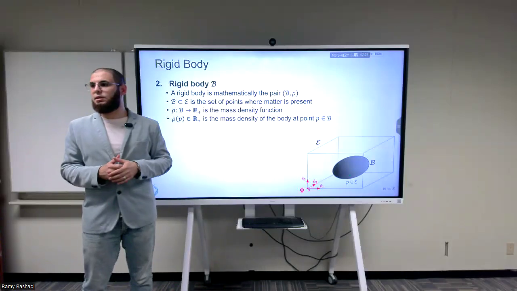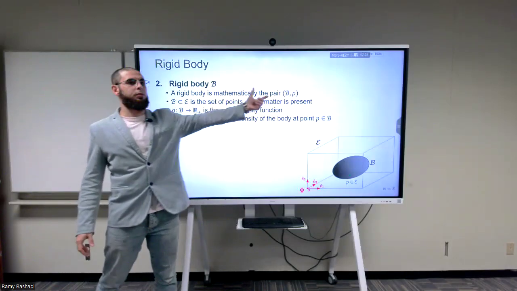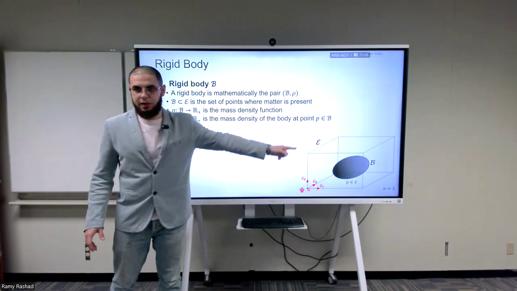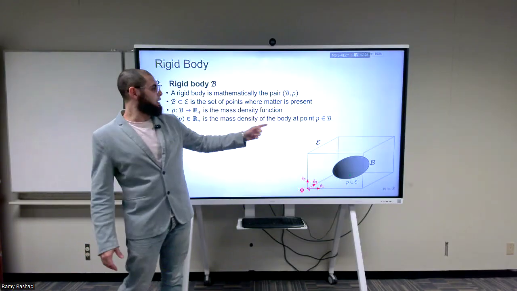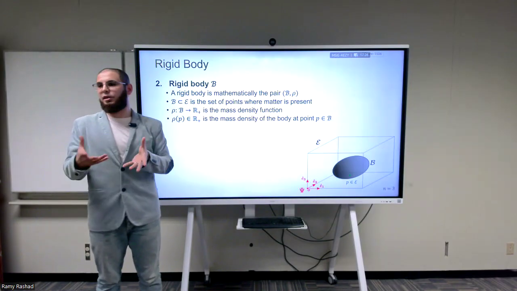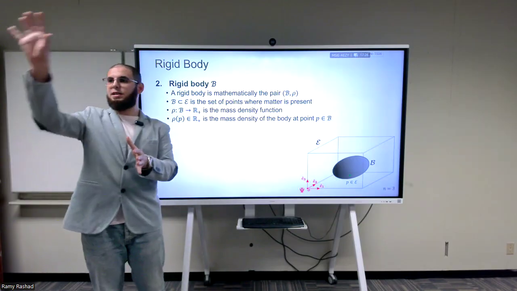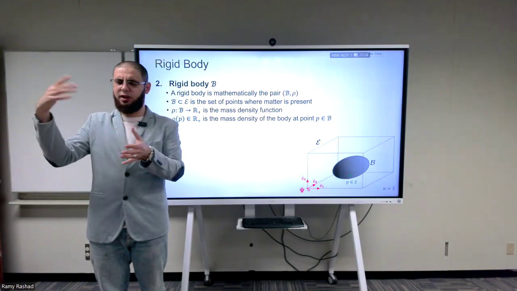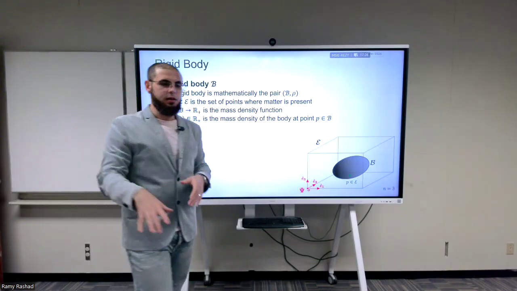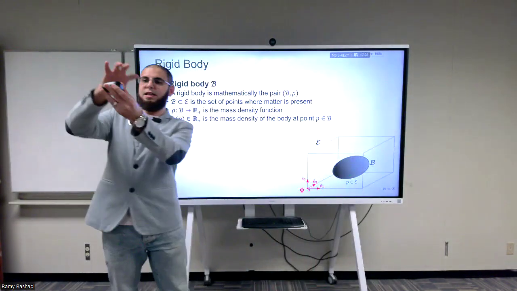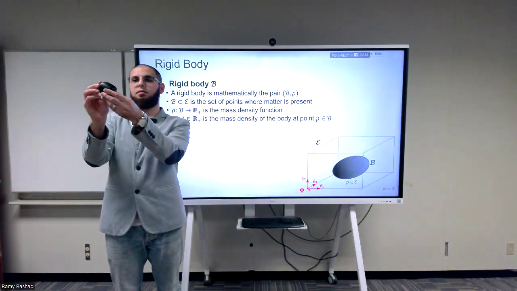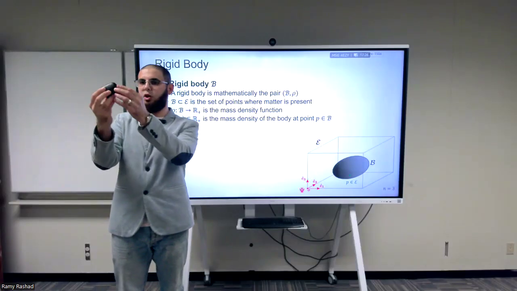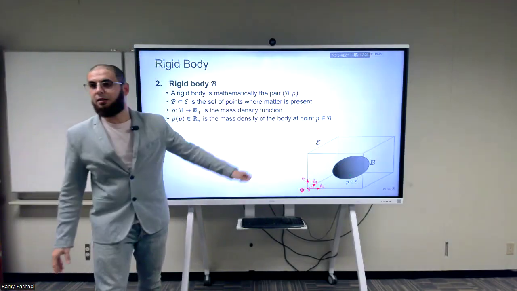A rigid body is simply, mathematically, 2 pieces of information. It's a set, which is a subset of the Euclidean space, and it contains all of the points that have matter inside of it. For example, what's inside of here? Nothing, right? There are no points. Of course, there is air, but forget about air and imagine that there is nothing there. And now, what is here? Points. An infinite number of points that make up this object. Each one of these points on this object, in the end, makes up the set B.